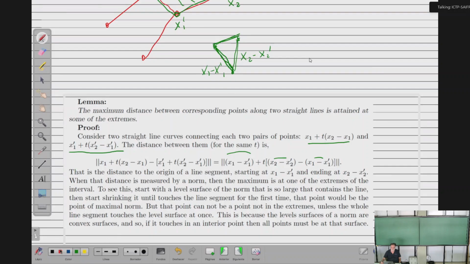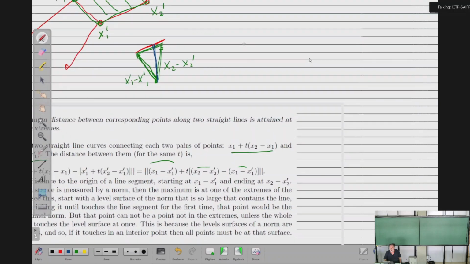Let's make it another color. So this vector here is this vector here. So we are moving like that, and we are looking at the distance to the origin. Let's use another color. So the distance to the origin is this here, at this point. So we want to see that we obtain the maximum here or here.